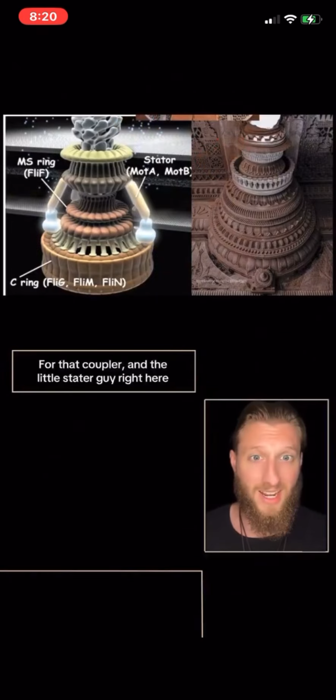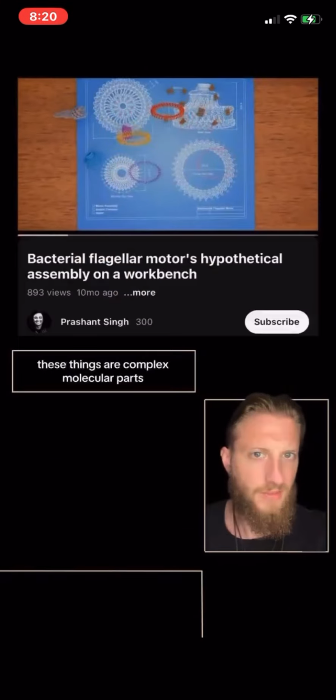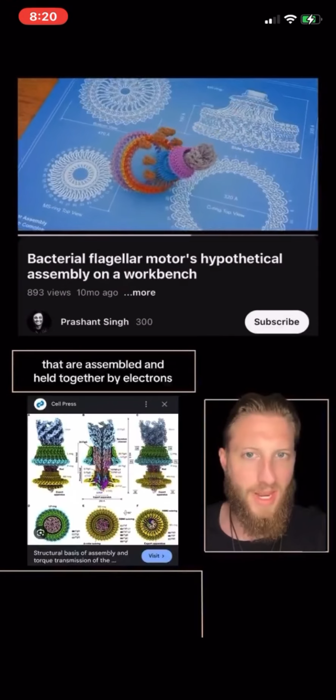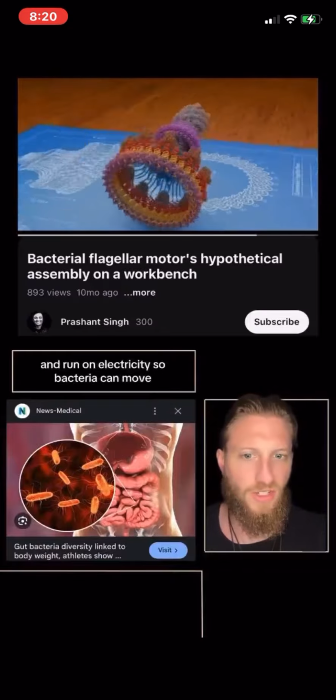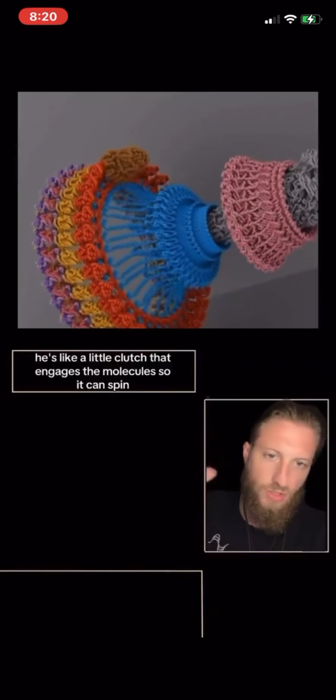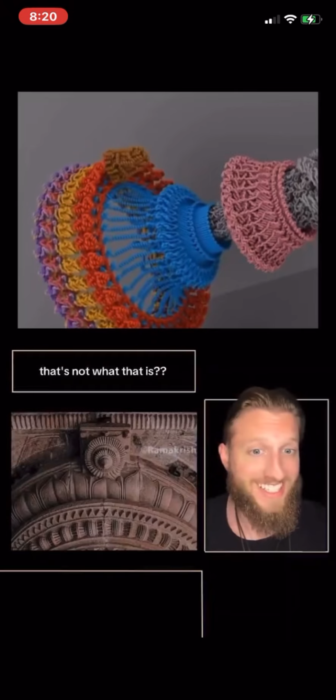That coupler and the little stator guy right here. No way they could see these things. These things are complex molecular parts that are assembled and held together by electrons and run on electricity so bacteria can move. This little guy is what gets me though. He's like a little clutch that engages the molecules so it can spin. That's not what that is.